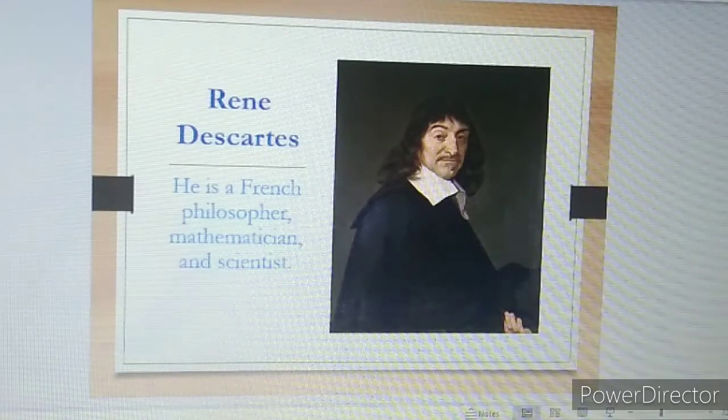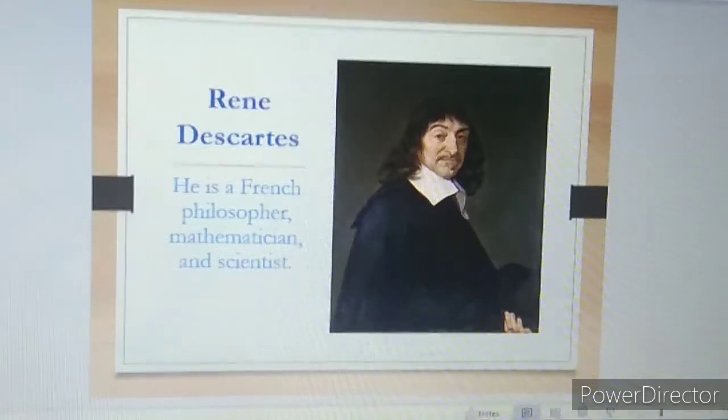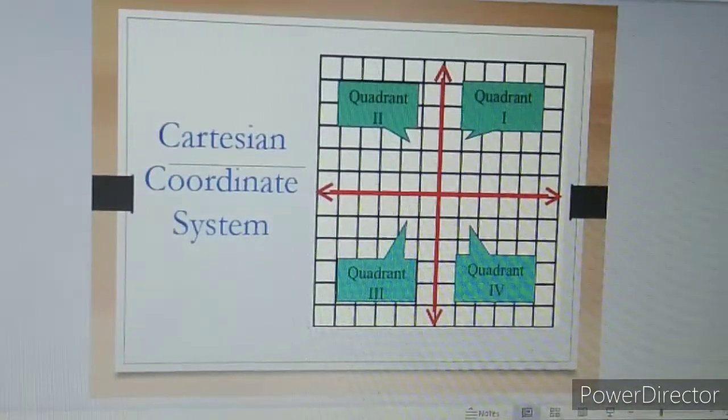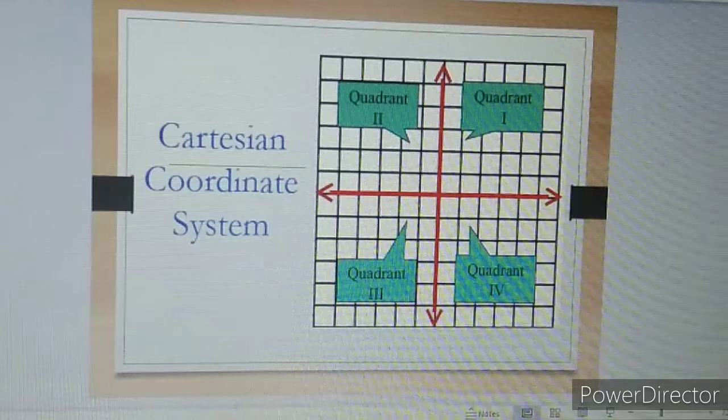He is René Descartes, a French philosopher, mathematician, and scientist. His biggest contribution in mathematics is his discovery of the Cartesian coordinate system, which was named after him. A Cartesian coordinate system is made up of two perpendicular number lines that divide it into four regions called quadrants.